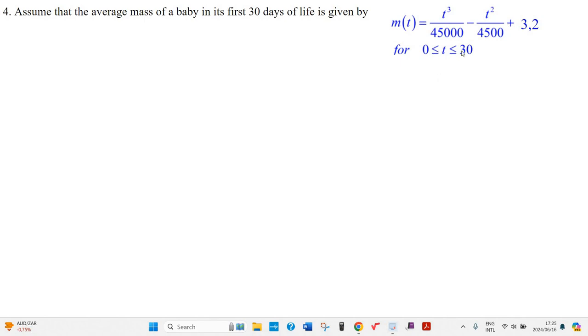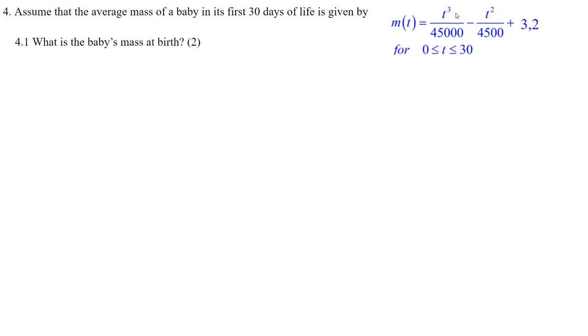T is in days, between 0 and 30, and M is the mass in kilograms. And if at the very beginning, when there's 0 days, that's what would be at the very beginning, it's 3.2 kilograms. So when does it reach a minimum? That means this baby is actually going to lose weight in its first few days. And that's a bit surprising to me. I never knew about that. But let's take a look at it.